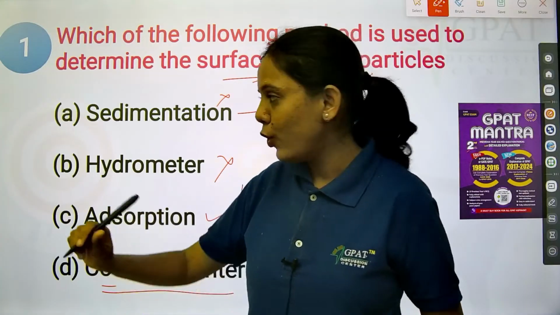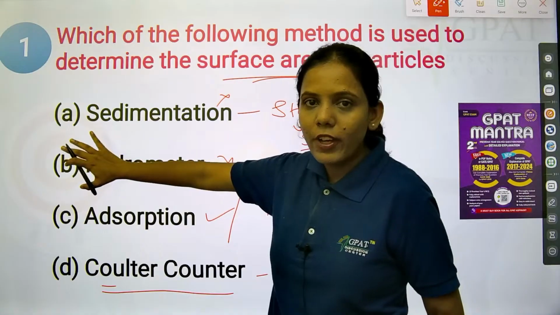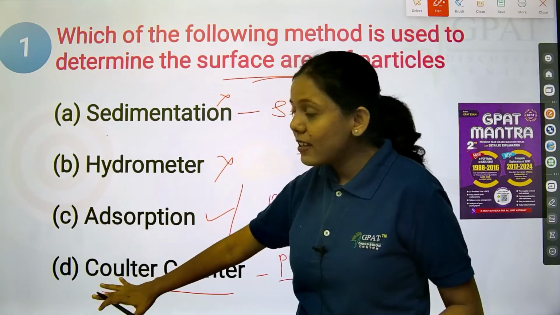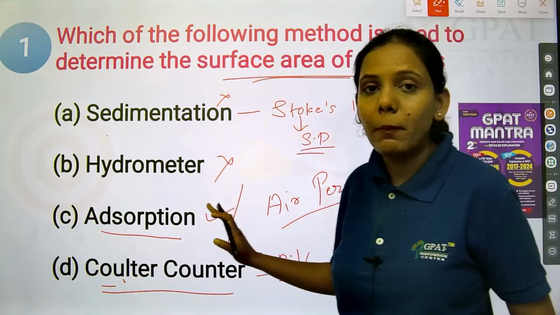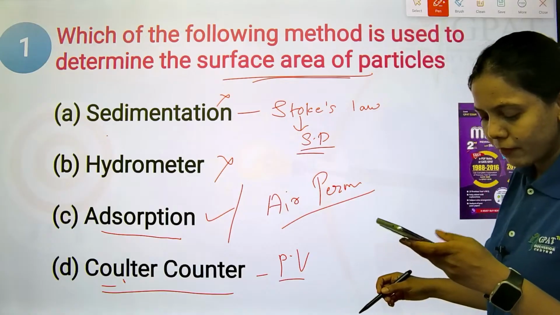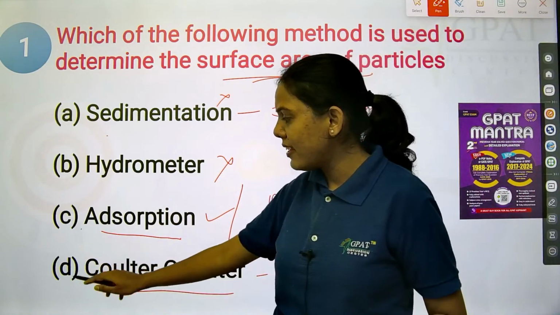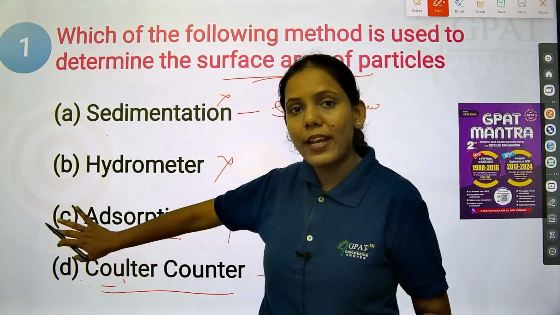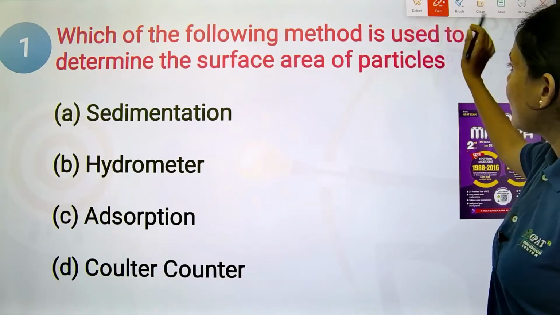Do not get confused. This is for the particle size. This is about the moisture content, so we will not talk about this. This is the particle volume. Adsorption and air permeability methods are used to calculate the surface area of the particle. I hope you have understood the difference between C and D: why D is not there and why C is there. This is particle volume. So option C is the right answer.